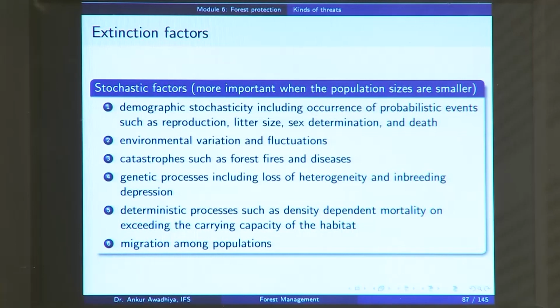Now, along with this you also have stochastic factors that are important when the population sizes are smaller, such as demographic stochasticity, in which case you are talking about probabilistic events such as sex determination of the young ones.